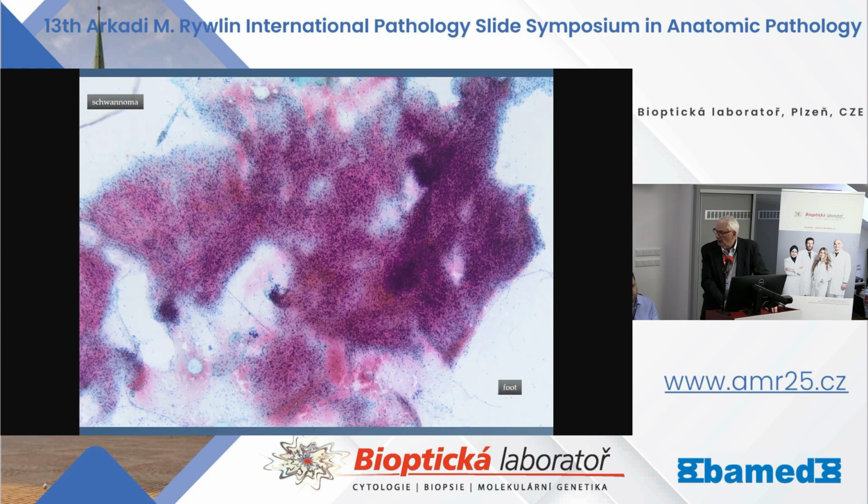So here's an example of a spindle cell rich neoplasm. It's from the foot, from an adult. The diagnosis is a schwannoma. Notice how cellular this is. In fact, it's so cellular that some of these are so thick you cannot see in the center.